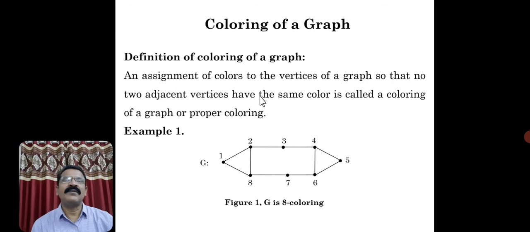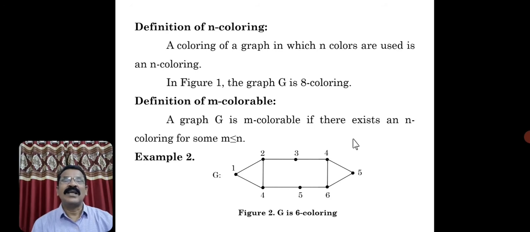So an assignment of colors to the vertices of a graph so that no two adjacent vertices have the same color is called a coloring of a graph, or you can say proper coloring. Okay, that is called the proper coloring. So here there are 8 vertices and we have used 8 colors. It implies every vertex has a different color, so it is called a proper coloring or coloring of a graph. So we got a clear picture about coloring of a graph.